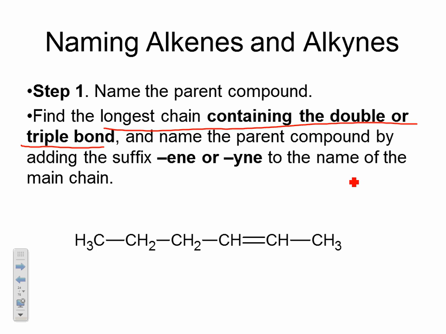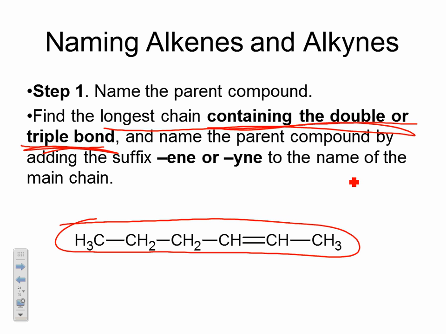So the key thing here is find the longest chain that contains the double or the triple bond. The double or the triple bond will never, ever, ever be the substituent. So you always have to make sure you include that into your longest possible carbon chain. So for example, this compound here, this is the longest carbon chain. There are actually no substituents. We're going to see that later. And simply count it up.